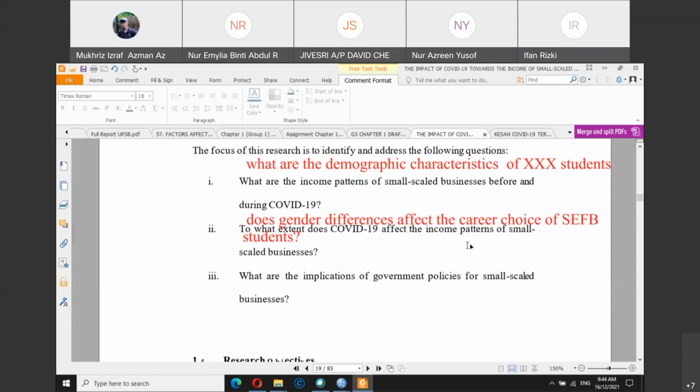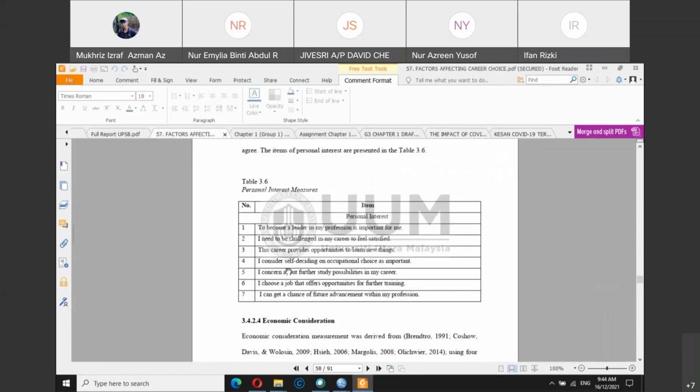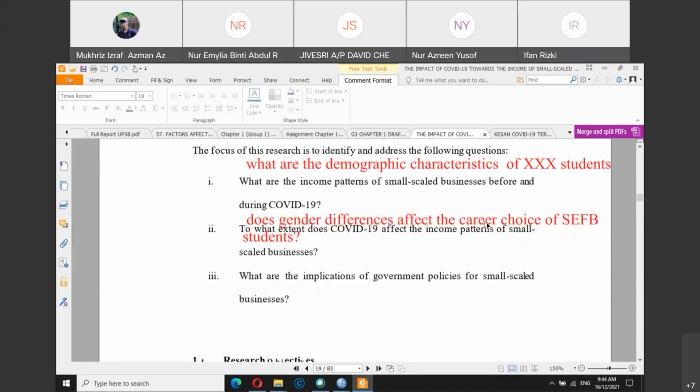So you want to break the analysis into gender differences. If you have 3 factors under your Likert scale, you will have 3 different analyses. If you have 4 factors, as for example if you are following this thesis on career choice, meaning you will have 4 factors that influence the career choice, and for those 4 factors you can break down the analysis according to gender differences. So this will be your research question number 2.